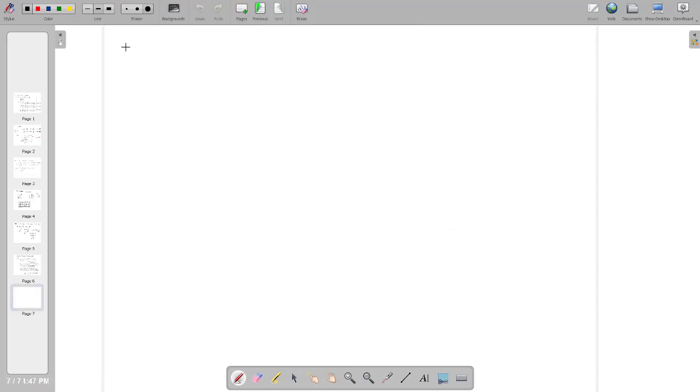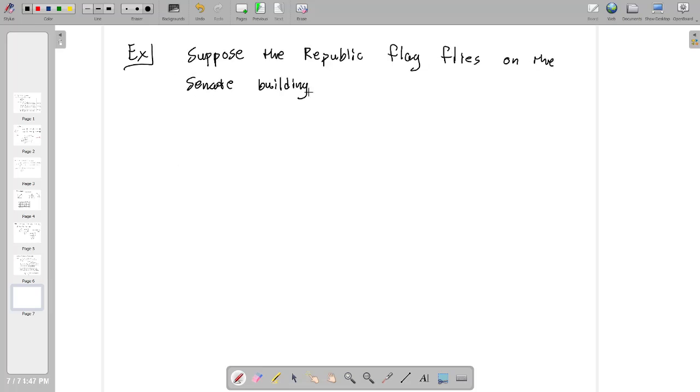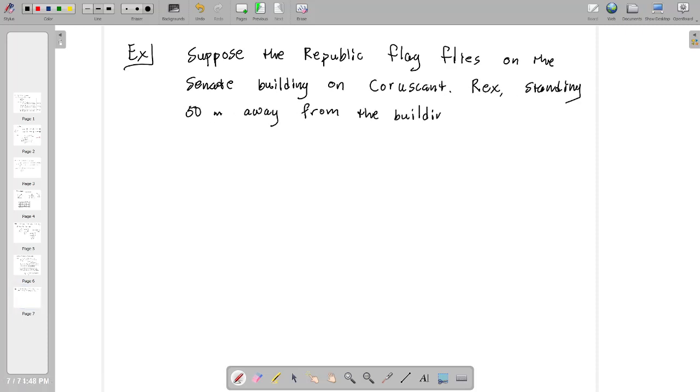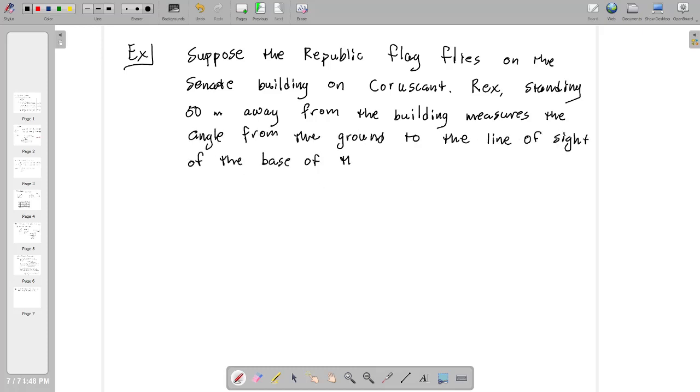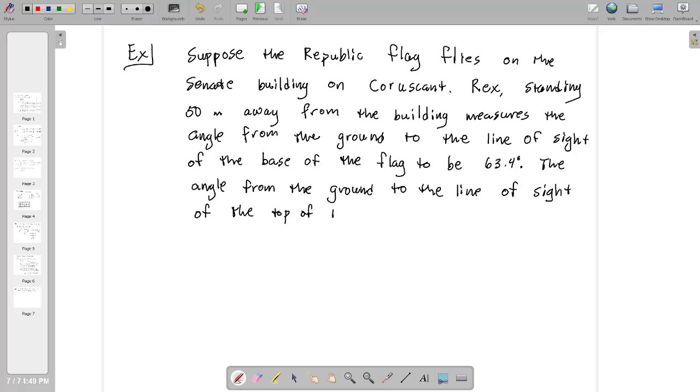Let's go ahead and do an example. Suppose the Republic flag flies on the Senate building on Coruscant. Rex, standing 50 meters away from the base of the building, measures the angle from the ground to the line of sight of the base of the flag to be 63.4 degrees. The angle from the ground to the line of sight of the top of the flag is 65.6 degrees. Find the height of the flag.